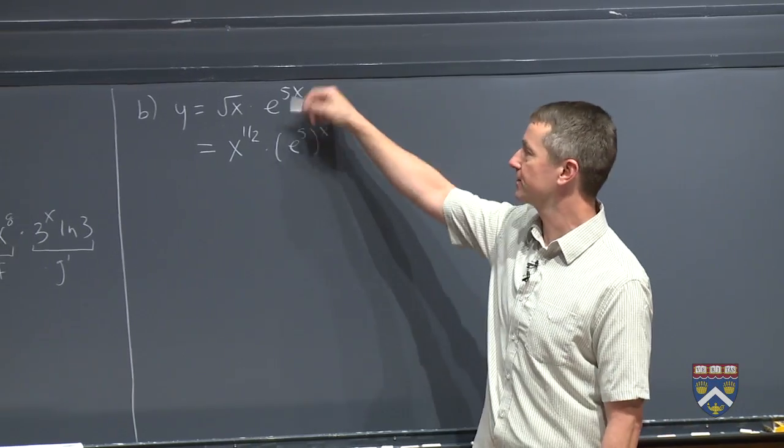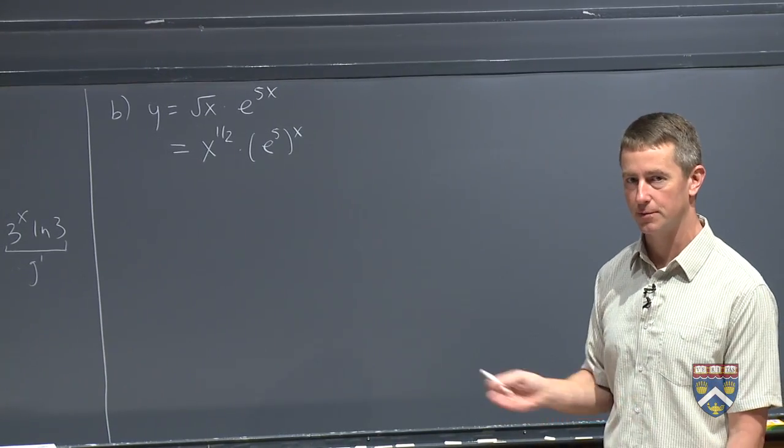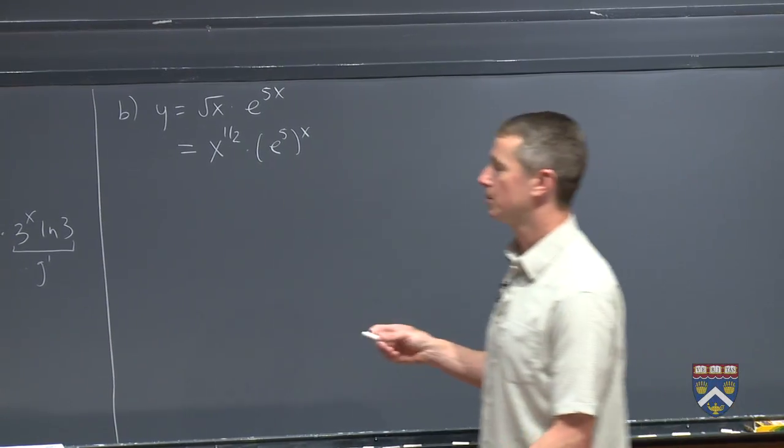Next week, we'll have another way of taking the derivative of e to the 5x called the chain rule, where you're taking the derivative of one function inside of another. We don't have that yet.